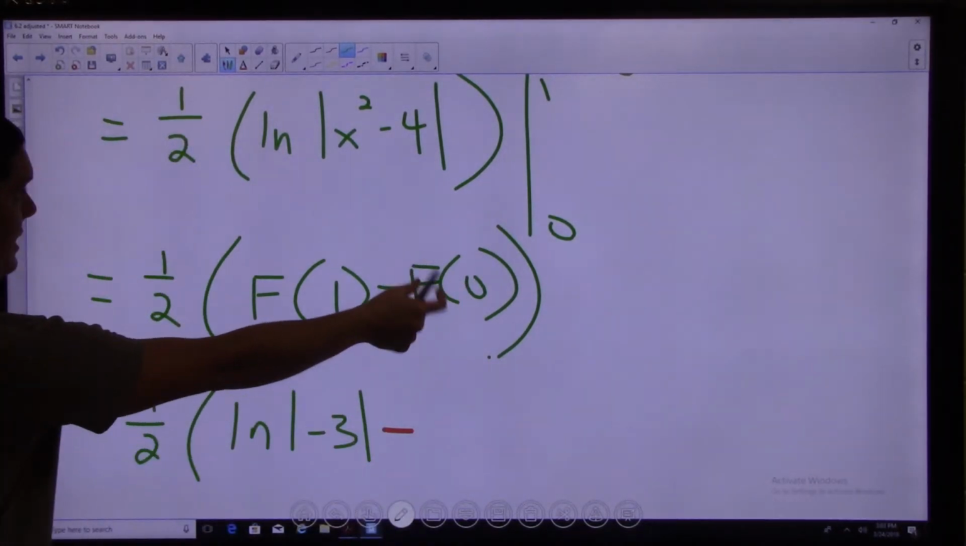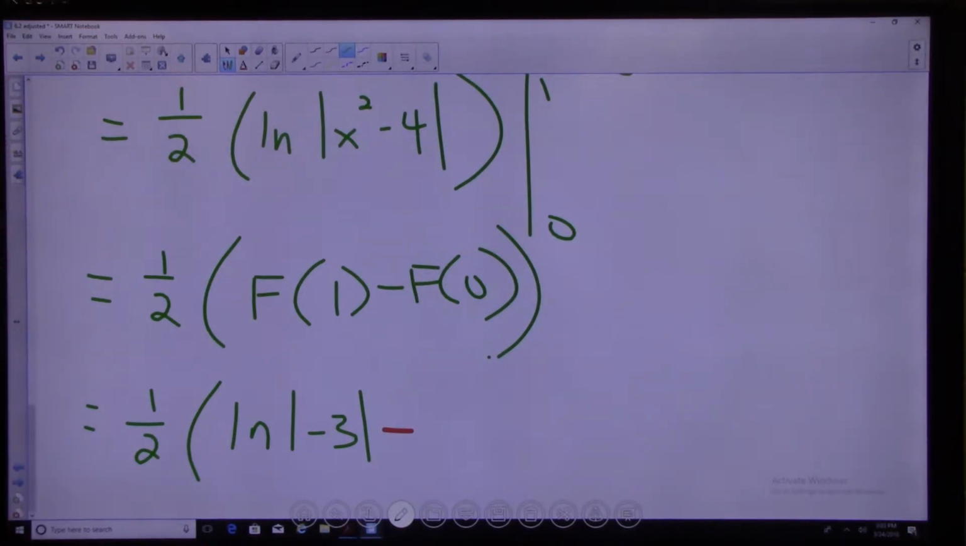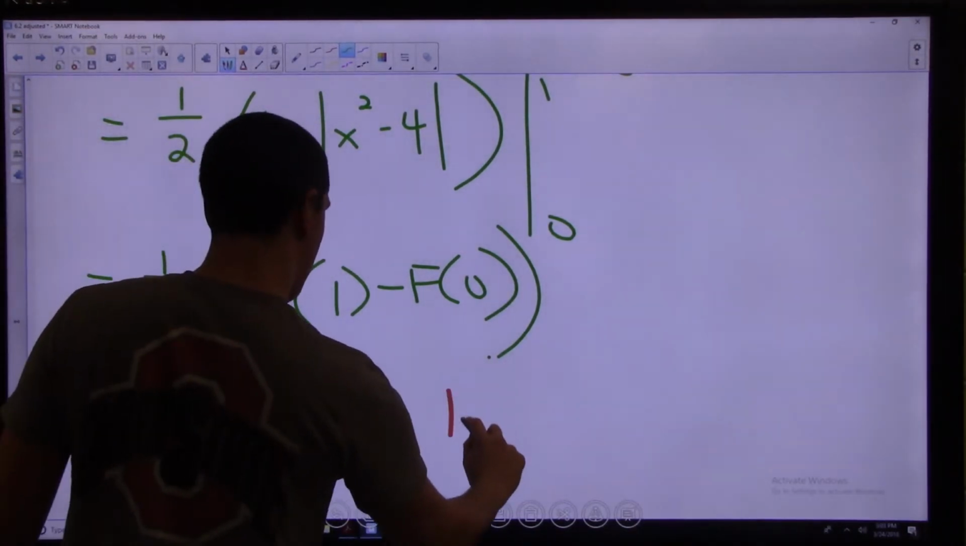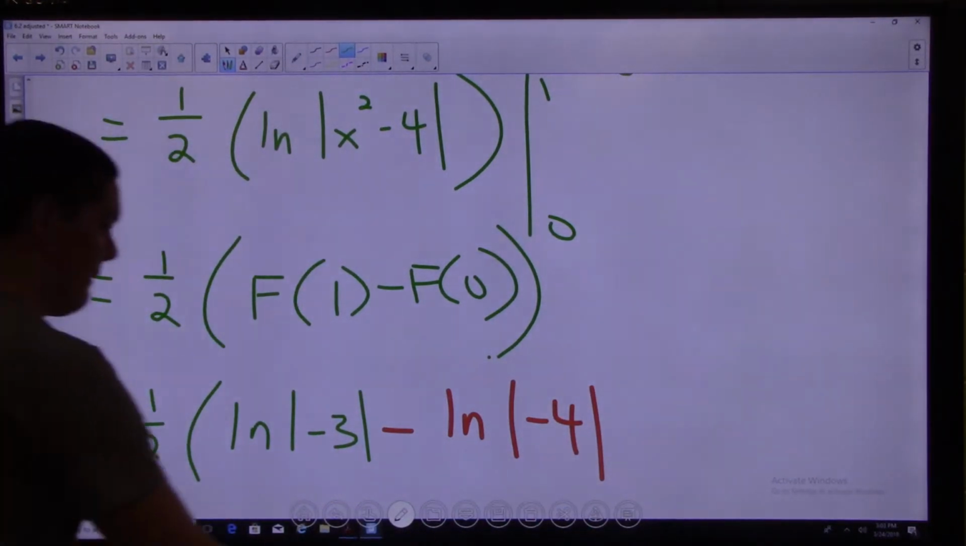Minus F of 0. If we plug a 0 in there, we get 0 squared, which is 0, minus 4, which is -4. So it's going to be ln of the absolute value of -4.